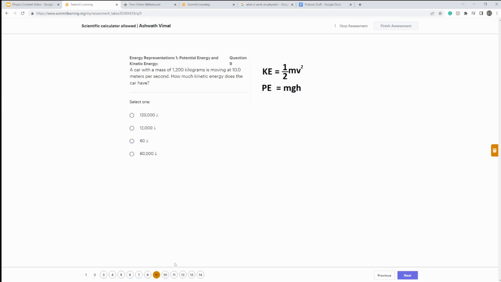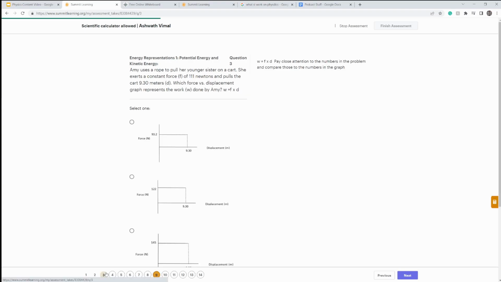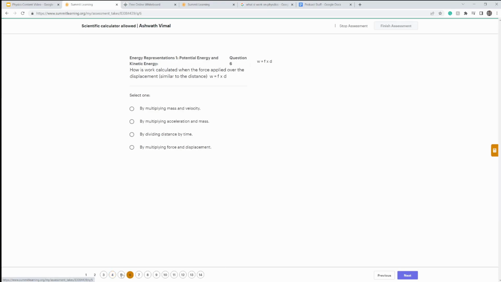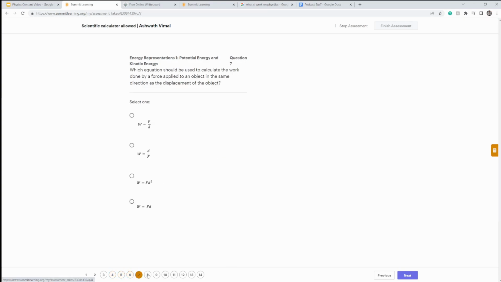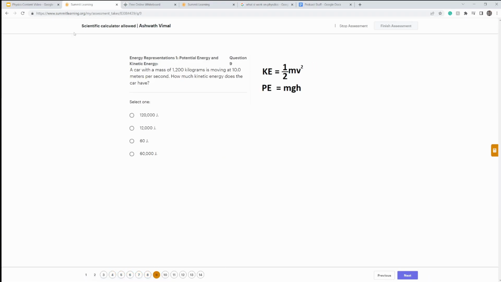I'm not going to do all of them because some of them are repeats. You'll know how to do these from what I've already gone over, and some of them are just basic definitions. All right, so a car with a mass of 1,200 kilograms is moving at 10 meters per second. How much kinetic energy does it have?